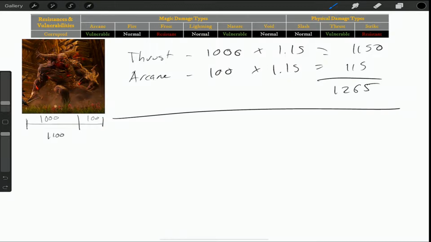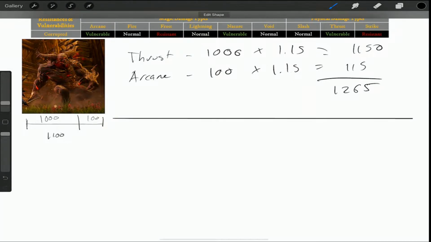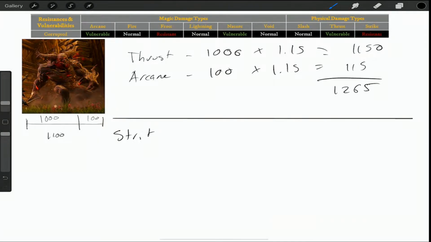However, let's say we're on the opposite end of the spectrum and we use a frost maul, which is going to be strike and frost.